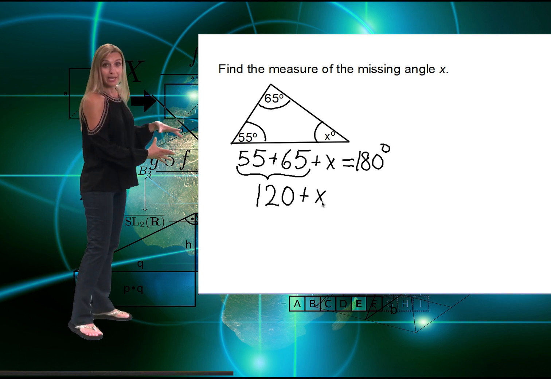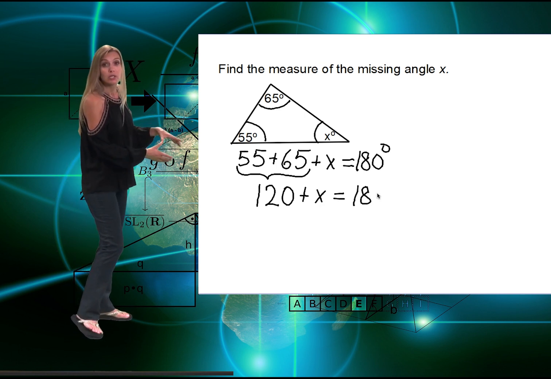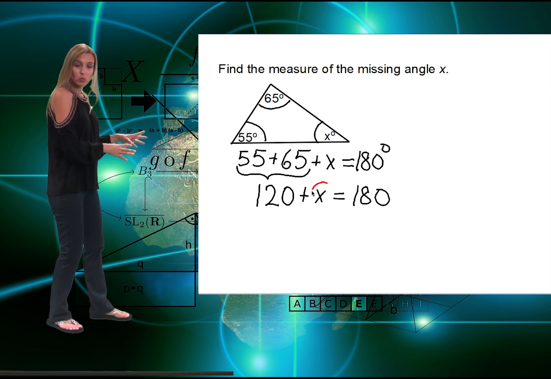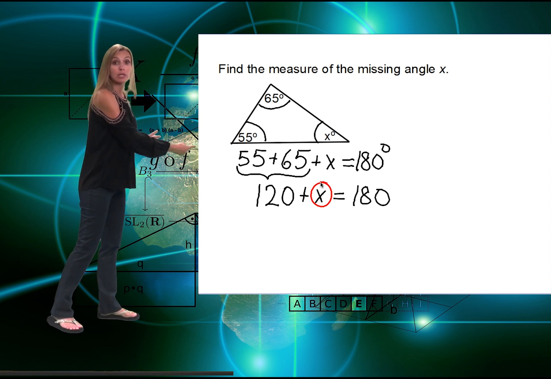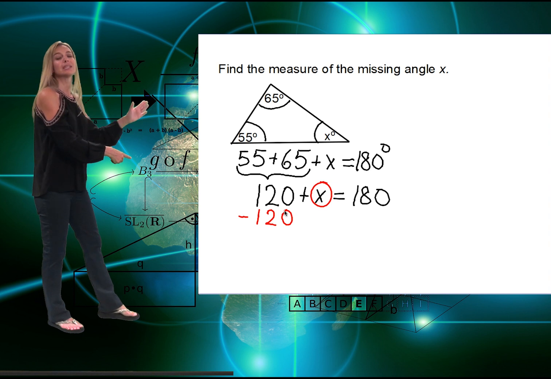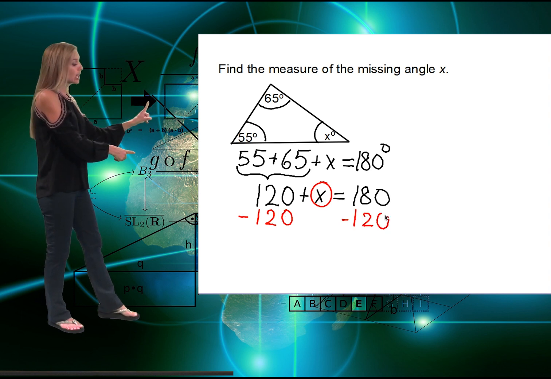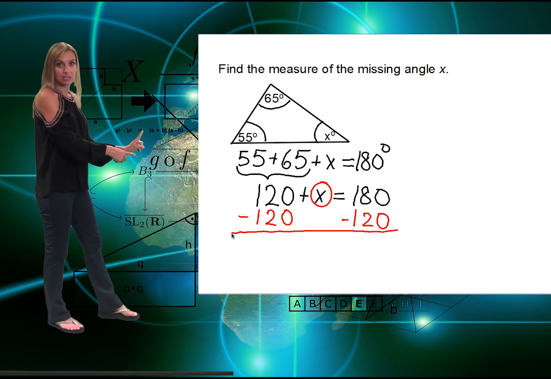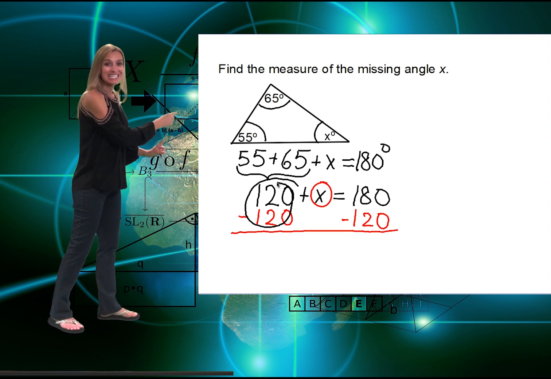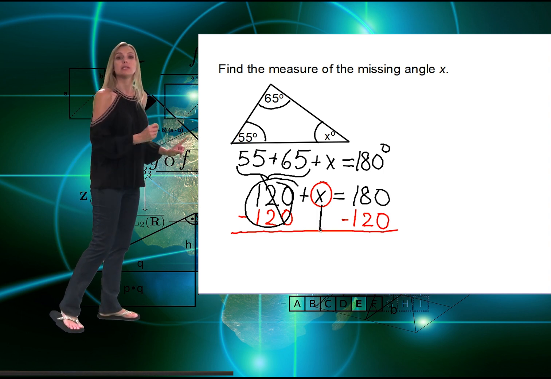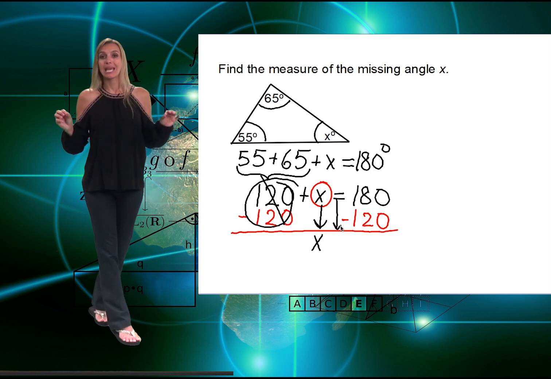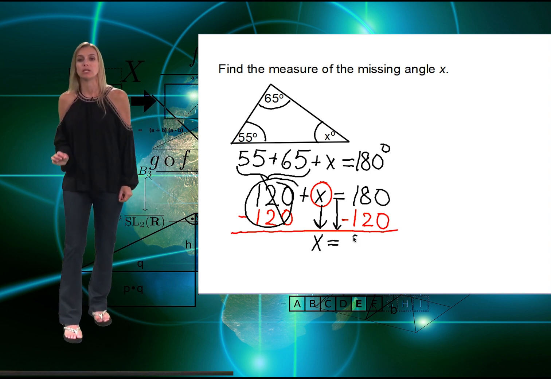We are solving for the X, right? So we want to make the X alone. So that 120 wants to get away. So 120 wants to be a 0. So subtract the 120. What I do on one side, I do on the other side of the equal sign. So the 120 became a 0, so it's gone from the left side. Now we have our angle X in here. That equals 180 minus 120 is 60 degrees. So our missing angle X is equal to 60 degrees.